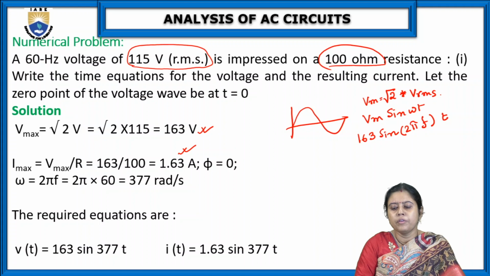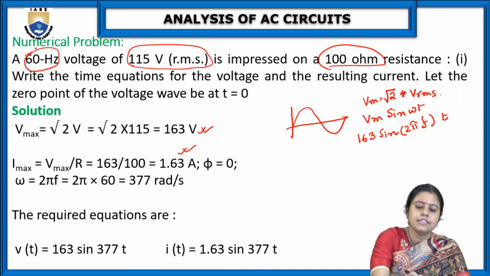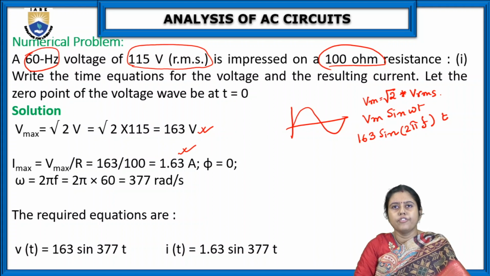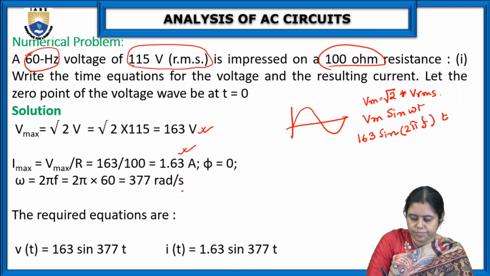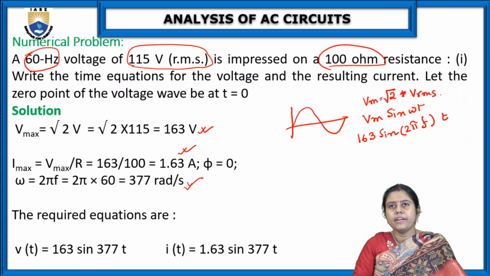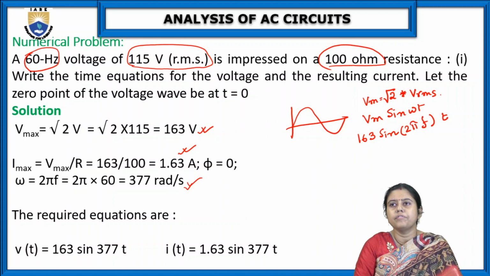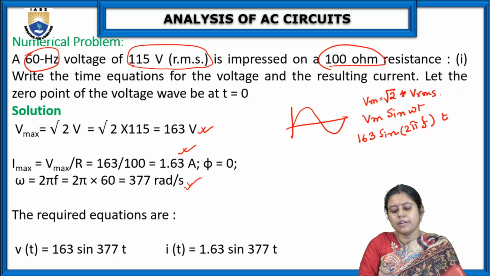Here f is for frequency. In this problem it is given that the frequency is 60 hertz. So 2 into 3.14 into 60, if we put, the value is coming 377 radian per second. So the equation of the voltage is 163 sin 377t.